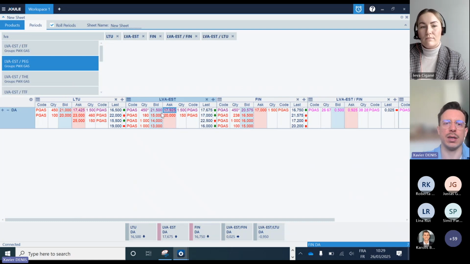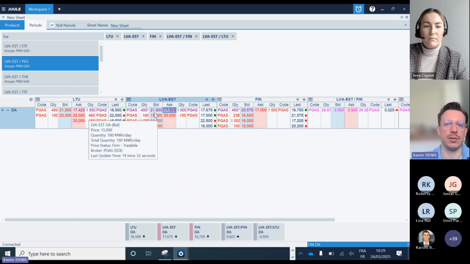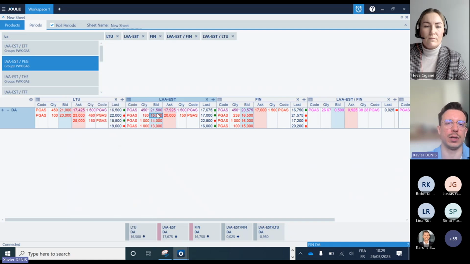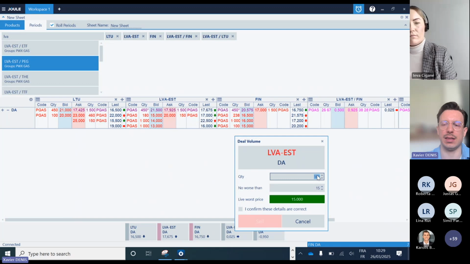Maybe one last thing, as Xavier already explained to you, the implied orders generated from the tariffs are all or none. So for example, if you want to trade less than the 450 megs that you can see in the order book, you will go directly to the next limit. As it's all or none, we've already seen this the last time, but let me show it to you again.